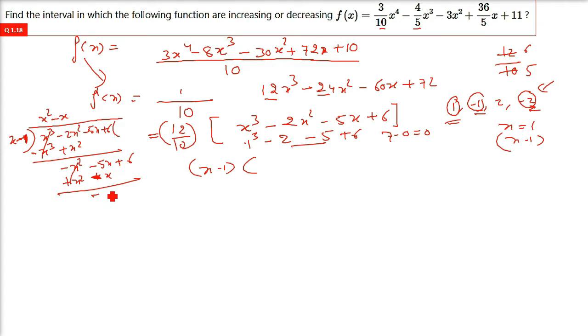This you already know. I'm just doing it for the sake of completion. And you need negative 6x, so just multiply it by negative 6. So negative 6x plus 6. You can just change the sign and this will be 0.